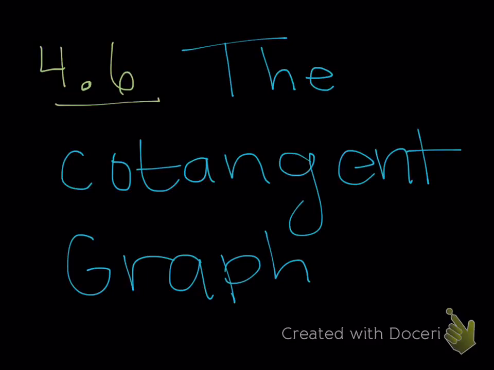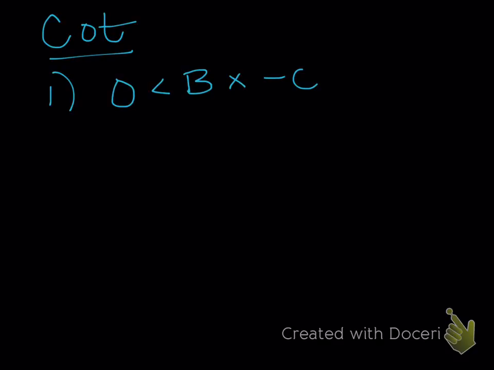Today is going to be our final trig function, and that's creating the cotangent graph. So the process for cotangent is similar to tangent. We find two consecutive asymptotes, and we do that by setting up the inequality 0 is less than bx minus c less than pi. Notice there are two ending values that are shifted, and they're slightly different than tangent.